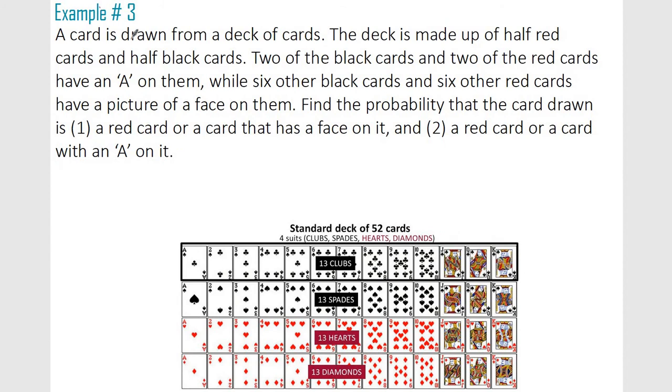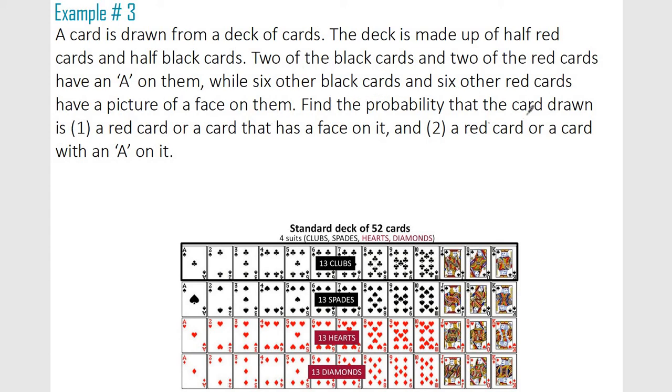Now the third example has to do with a deck of cards. You should be comfortable with knowing what a deck of cards is. If you don't, study up. If you have any questions, ask me in class. I understand we all don't have the same background. All right, so here they describe what a deck of cards is.